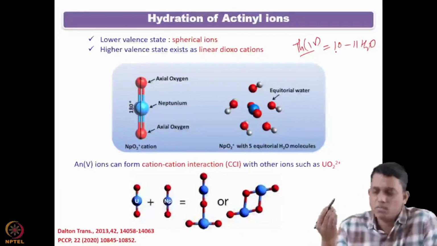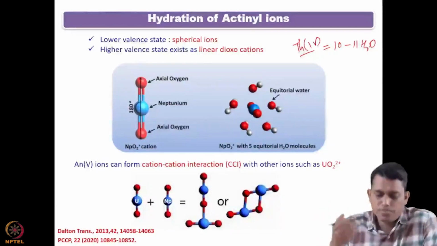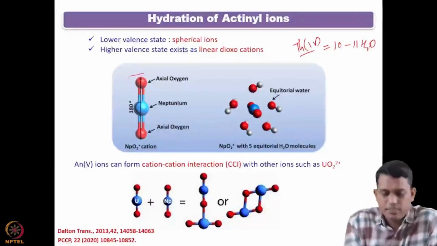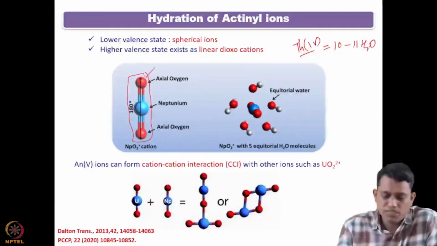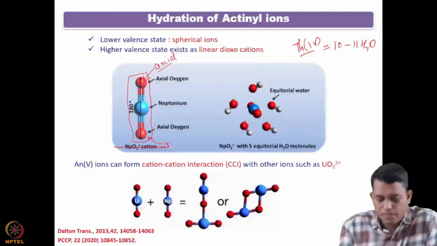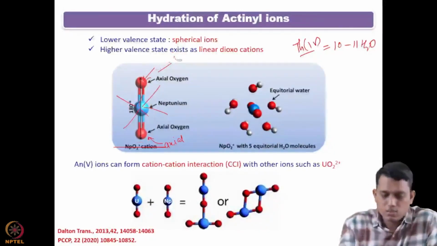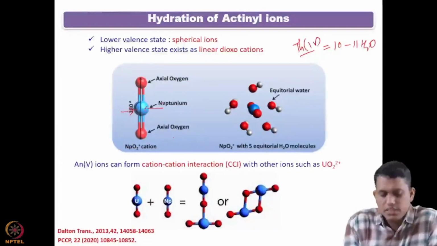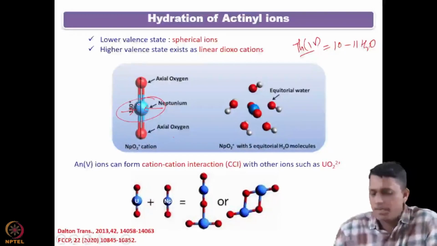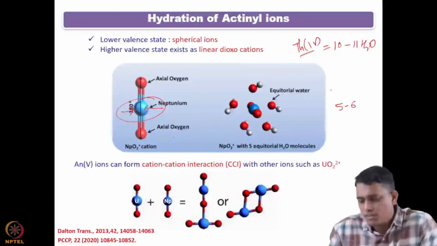What about pentavalent? The case of pentavalent, again, as I've told you, is a little special when you talk about pentavalent and hexavalent, because they do exist as a linear cation that I've shown here. The two axial positions are already occupied or blocked by the oxygen, and you are only left with the equatorial plane. So the chances of water coming to the neptunium are restricted to the equatorial plane only. And generally, 5 to 6 water molecules are present in the actinide.